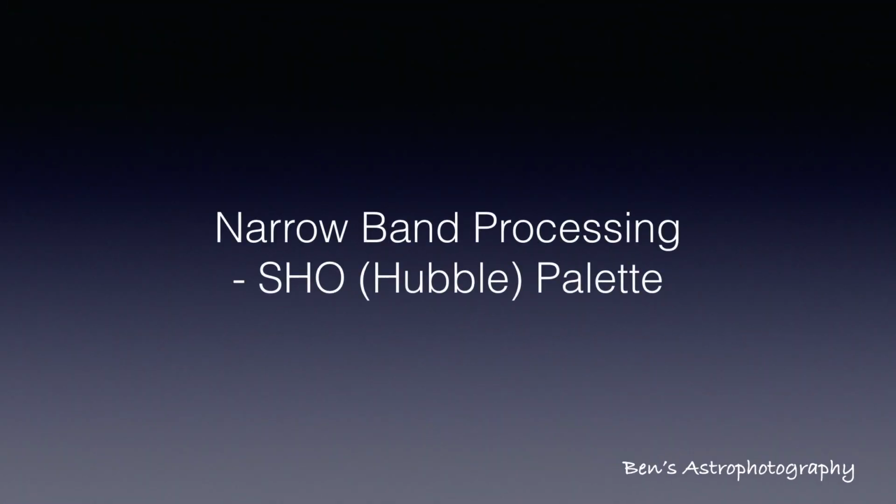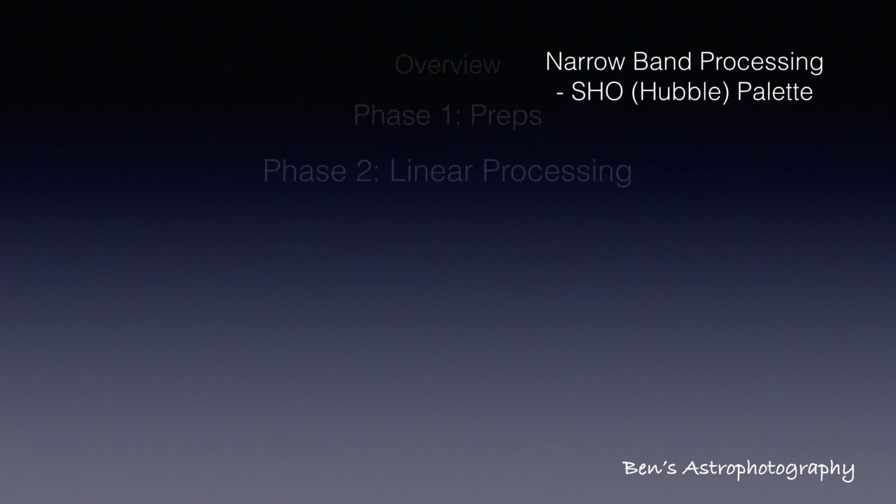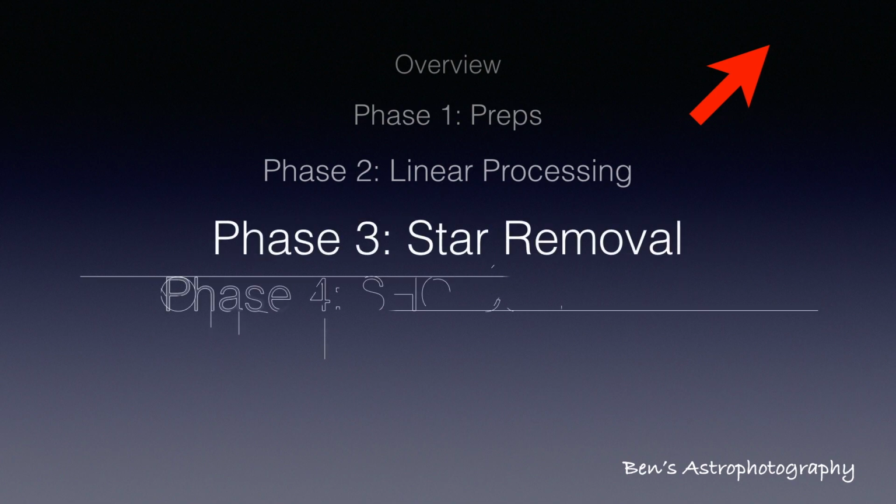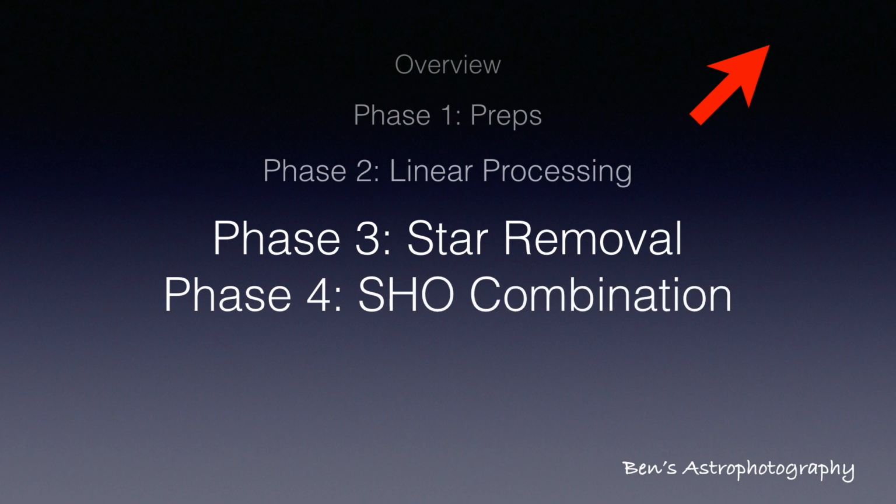This is the fourth video of my detailed narrowband processing series. If you haven't watched the previous three videos, please use the shortcut on the upper right corner to check them out. Highly recommended. In this video, I will talk about phase 3, star removal, and phase 4, SHO combination.